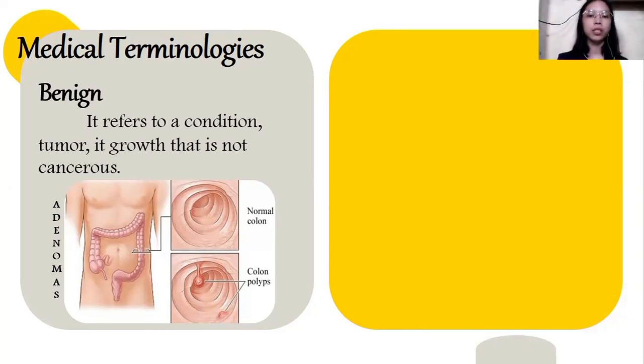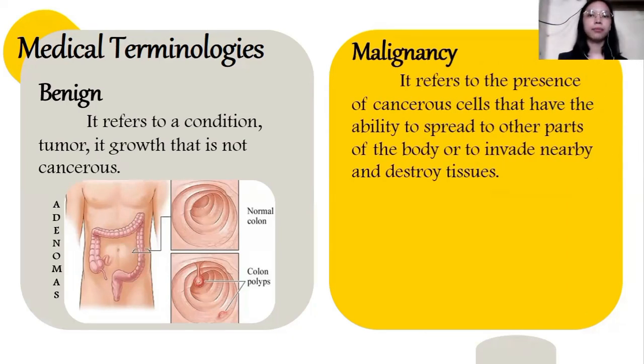Adenomas are benign tumors starting in the epithelial tissue of a gland or gland-like structure. The epithelial tissue is the thin layer of tissue covering organs, glands, and other structures. Next is malignant.